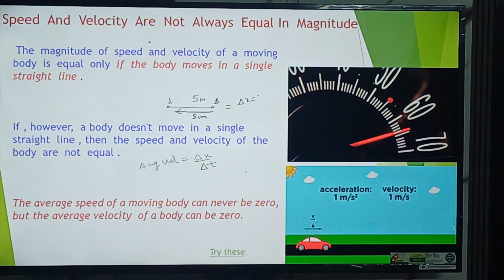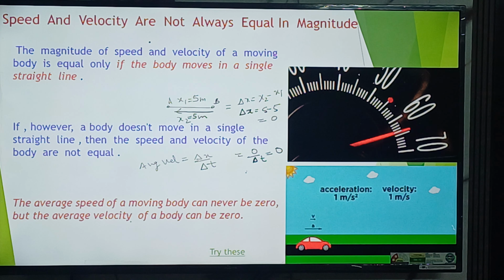So children, delta x will be x2 minus x1. Now what is x2? What is x1? When the body goes from point A to B, let us say this is x1, that is 5 meter. And when the body returns from point B to A, let us say it is x2, again 5 meter. So what will be delta x? Delta x will be 5 minus 5, which is equal to 0. So what will be the average velocity now? Average velocity is equal to 0 upon delta t, which is equal to 0.